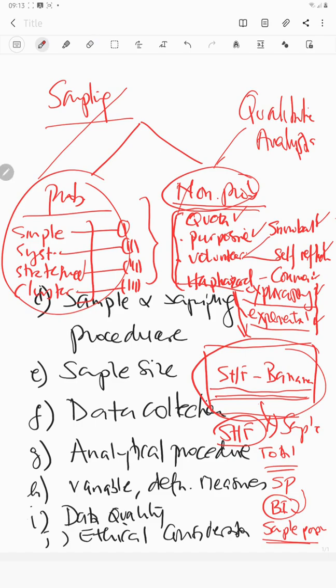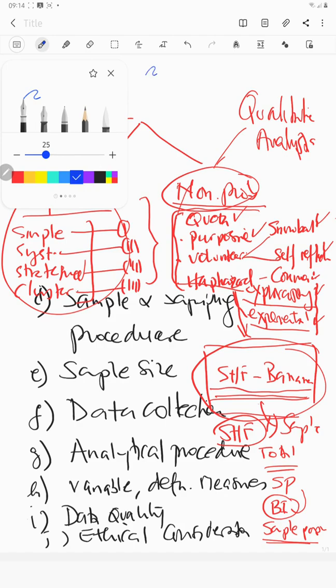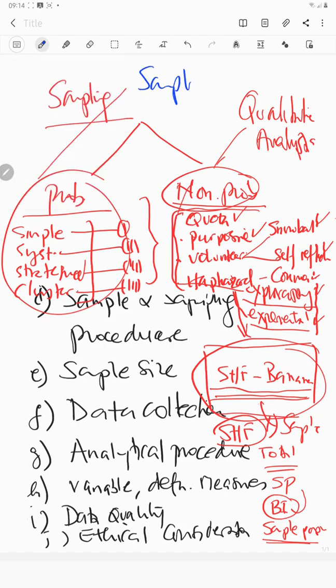And lastly, I want us to look at the sampling procedure. A sampling procedure is a systematic process that you explain in your analysis as to how you identify the respondents of interest. Sometimes we call that a sampling frame. It is called a sampling frame.